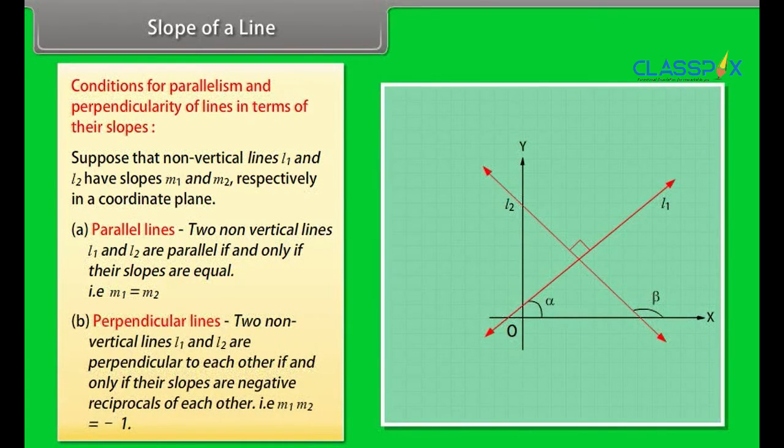Perpendicular lines. Two non-vertical lines L1 and L2 are perpendicular to each other if and only if their slopes are negative reciprocals of each other, that is, m1 m2 is equal to minus 1.